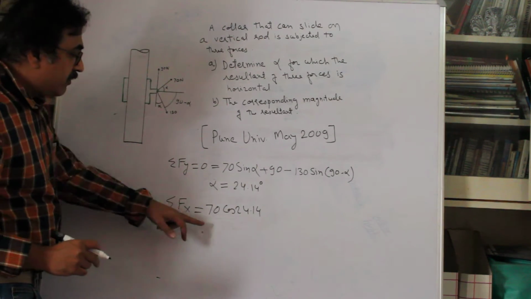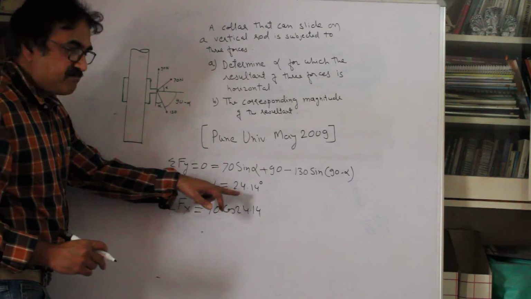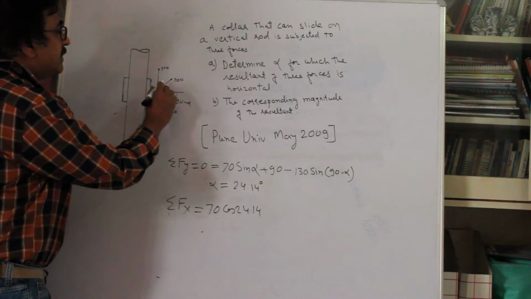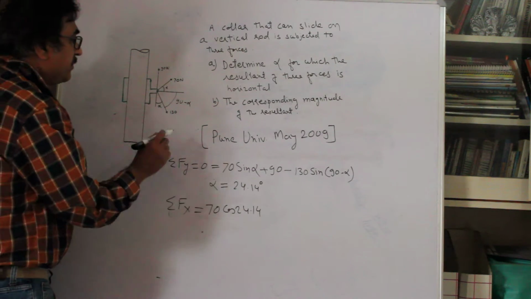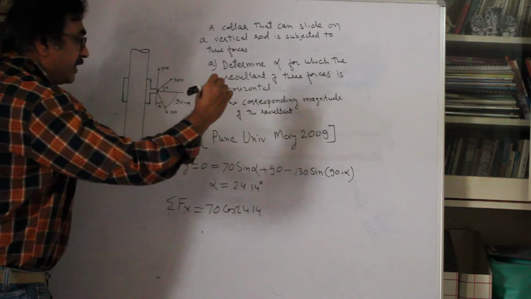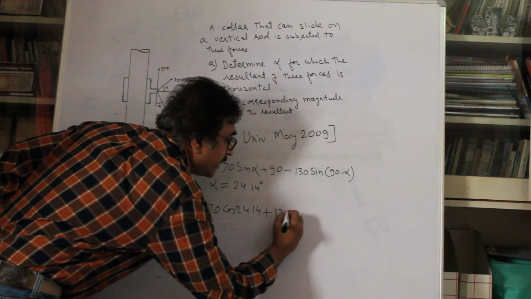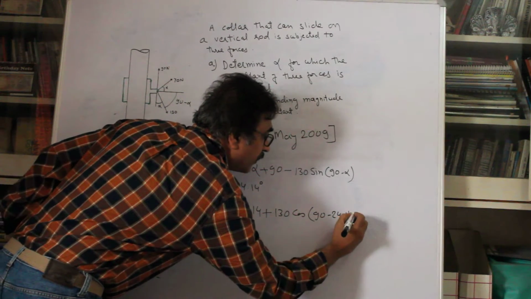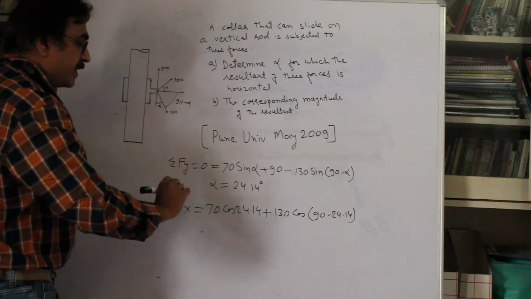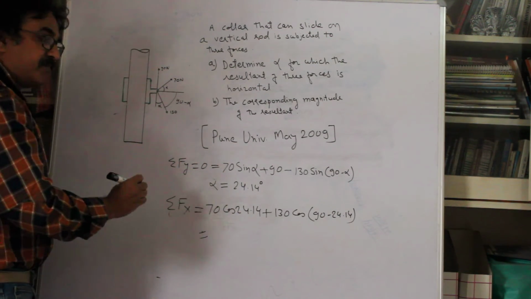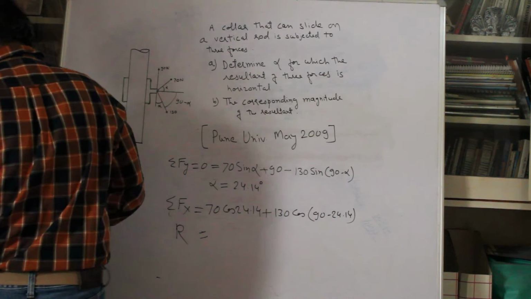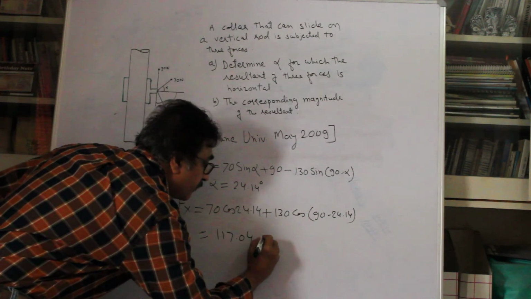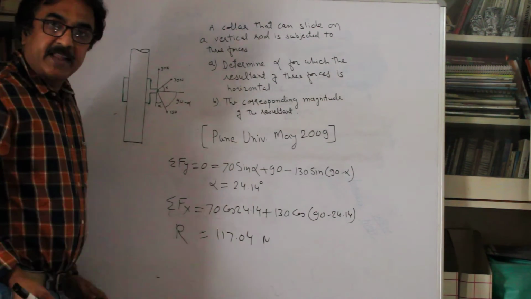Fine. So now we are resolving horizontally. The answer of course is the same because we picked up the answer directly. We have not calculated it here. Sigma Fx is 70 cos 24.14. This 130 resolved horizontally will be positive 130 cos of 90 minus 24.14. Okay, so this is going to be added and you get the answer. That is the resultant. Sigma Fx is the resultant R, and that R is 117.04, let's say, Newton, right? So that's your answer. Thank you.